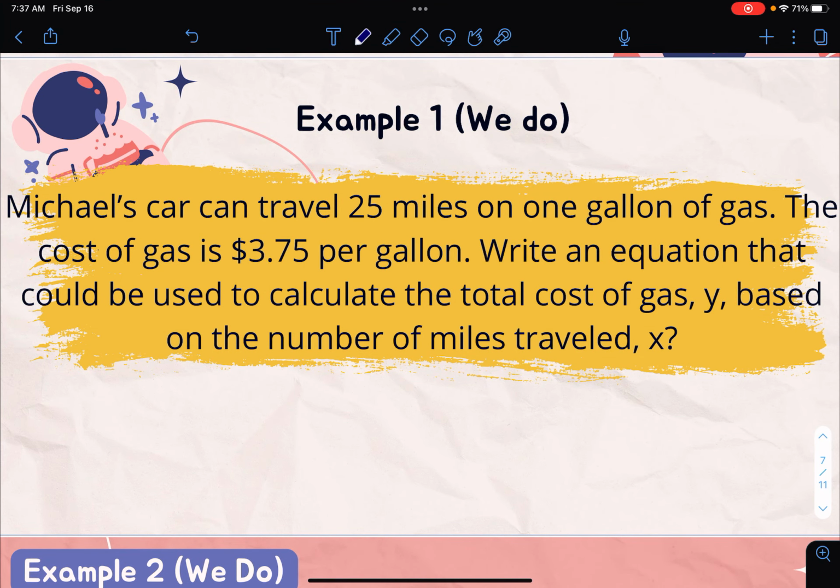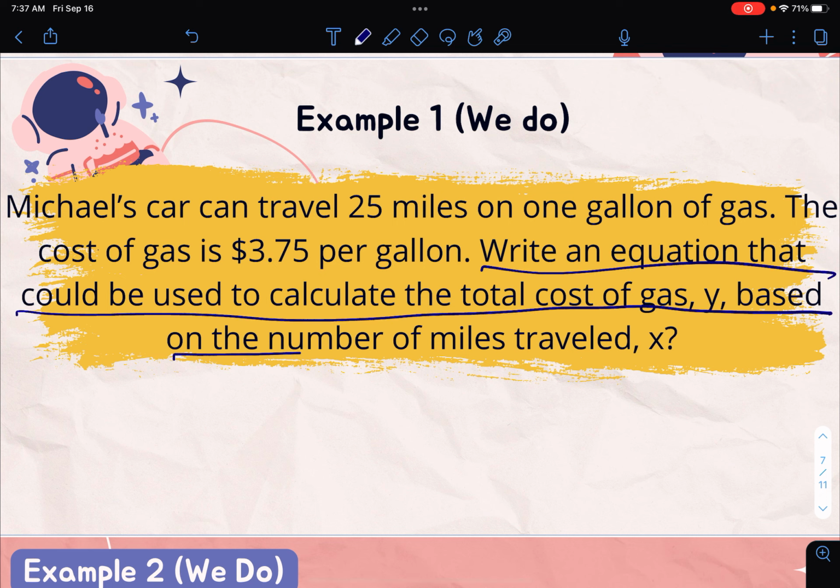All right. So let's go ahead and start with our first "we do." It says Michael's car travels 25 miles on 1 gallon of gas. The cost of gas is $3.75 per gallon. Write an equation that could be used to calculate the total cost of gas, y. So we're writing an equation based on the number of miles. Our equation is going to be written in y equals mx form.